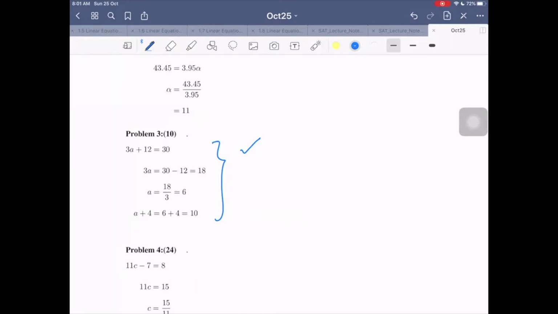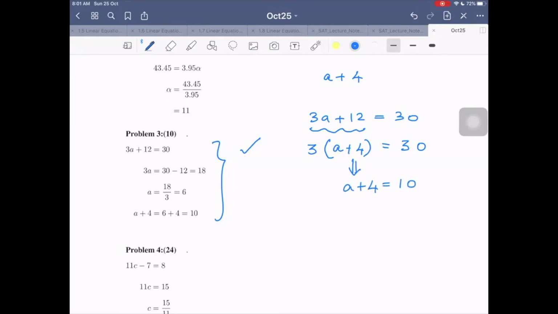Yeah, but there is a shortcut. See, we have 3A plus 12 is equal to 30, and what they have asked for is A plus 4. Do you realize that you can take 3 outside? It is going to be nothing but 3 into A plus 4 is equal to 30. And you quickly have A plus 4 is equal to 10. You don't have to actually find out A. Cool?